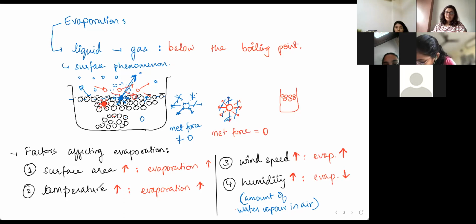So either you can increase the temperature, increase surface area. Like suppose the chai or coffee that you drink is too hot, if you want to cool it down faster, what can you do in order to cool it down? Blow air. Blow air. So you're basically increasing the wind speed. What else can you do? Because you want to cool it down.